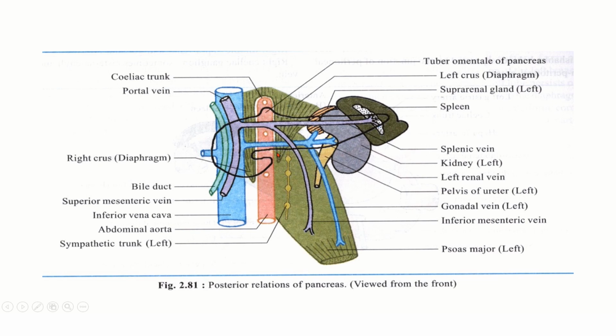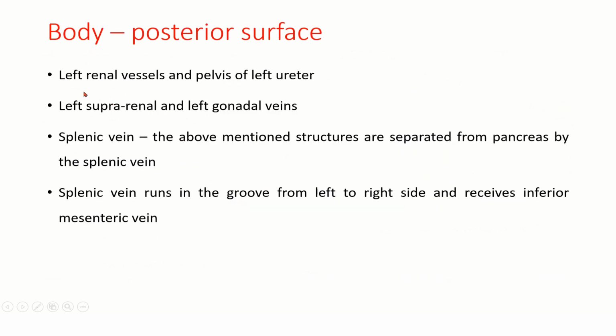You can see here, abdominal aorta, left crus of diaphragm, left psoas major, left sympathetic chain, left renal vessels, left suprarenal gland, left ureteric pelvis, and left kidney along the hilum, left renal vessels and pelvis of left ureter, left suprarenal and left gonadal veins.